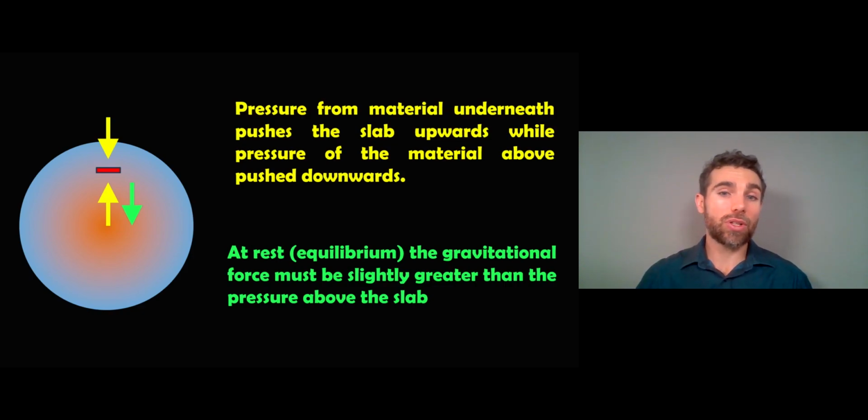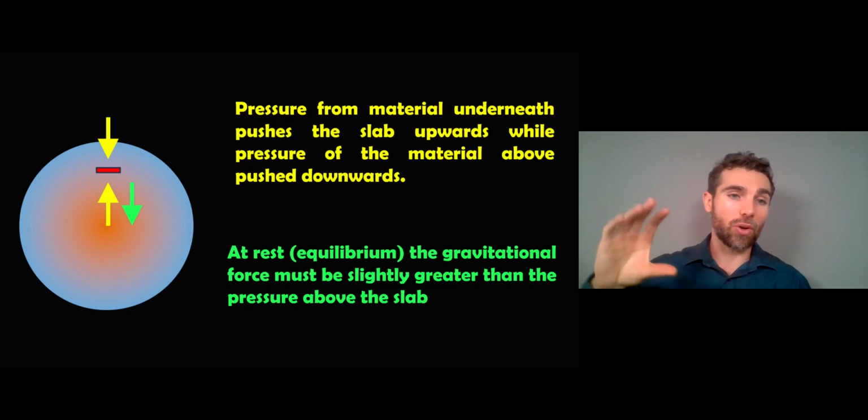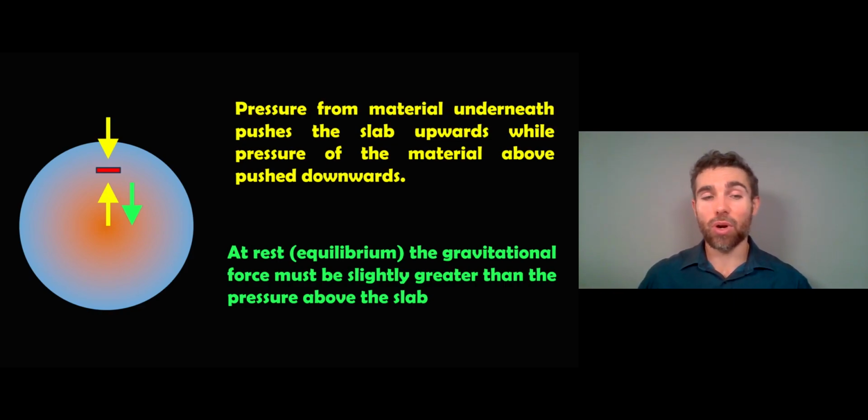Okay, so if that slab is there within the planet, then the pressure from underneath is going to push the slab upwards, while the pressure above the material is going to push downwards, which is our yellow arrows there. So we've got pressure pushing on that slab from above and below. And if it's at rest, then it means the gravitational force must be slightly greater than the pressure above, because it's not moving anywhere. So it's got to be balanced. Those pressure forces have got to be balanced. So that is an important thing here.